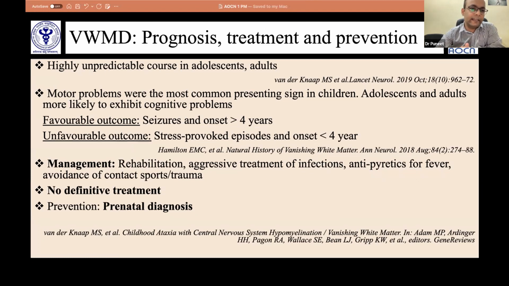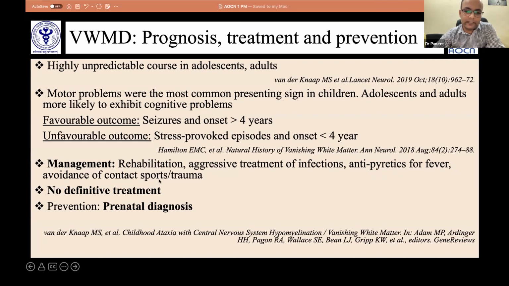This has a very highly unpredictable course in adolescents and adults, but as we saw earlier, the earlier the onset, the more fulminant is the course. So the motor problems are the most common in the children, while in adolescents and adults, they are more likely to exhibit cognitive problems. The favorable outcome features are seizures and onset more than 4 years of age, and unfavorable outcomes are stress-provoked episodes and onset less than 4 years.